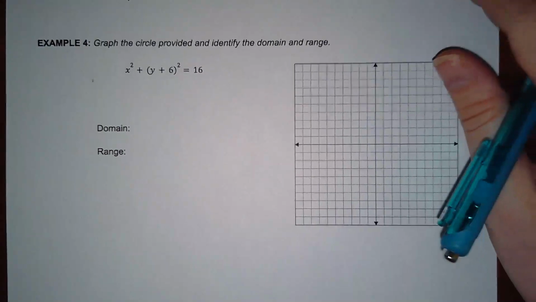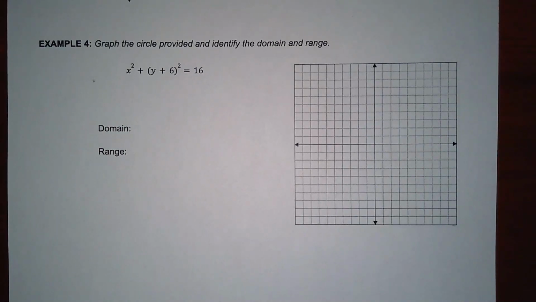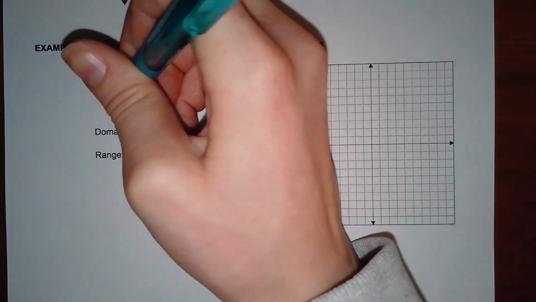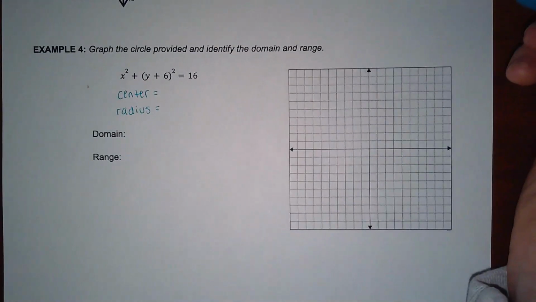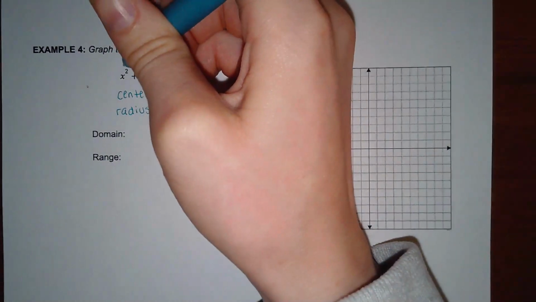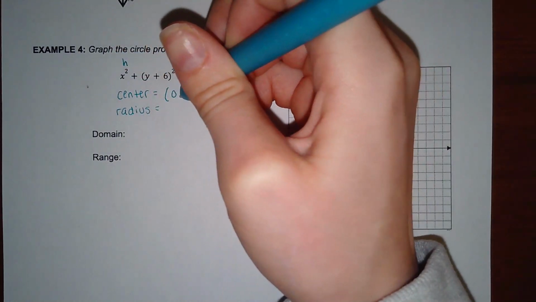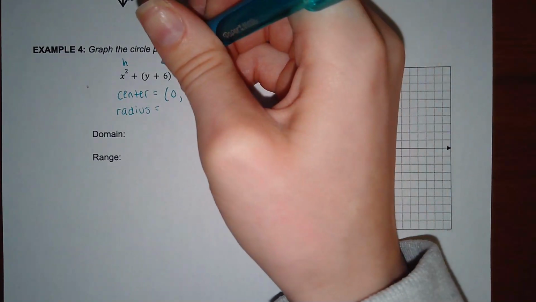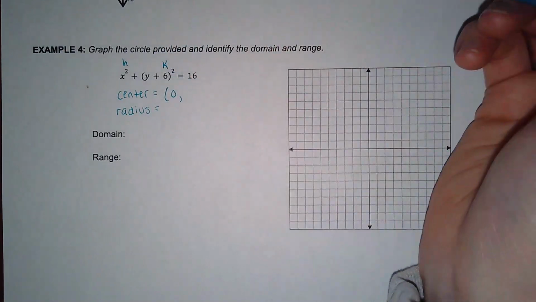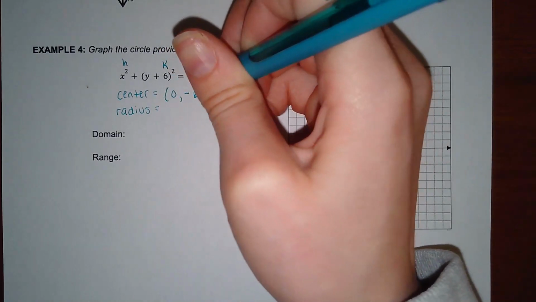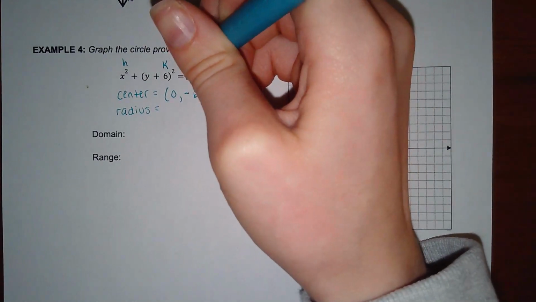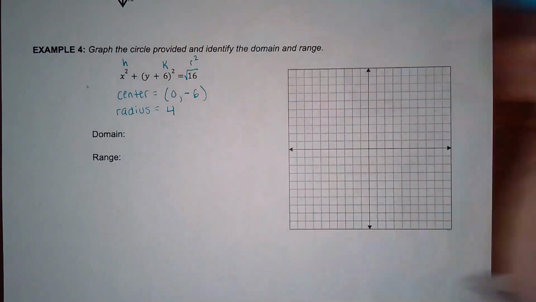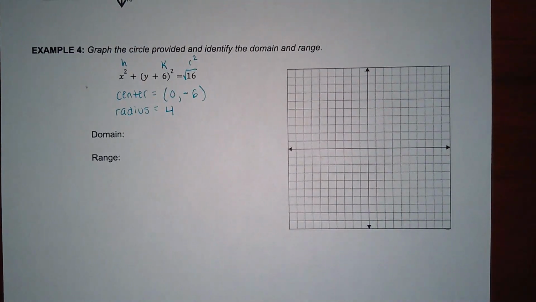All right, last example, we're going to create a graph. And again, to create a graph, we need those two pieces of information: the center and the radius. The center is the point h, k. There isn't really an h value, so we're going to say 0 since there's not a number next to x. K will be the opposite. If this is +6, k should be -6. And this is r squared, so again, if we wanted to find r, we would take the square root. The square root of 16 is 4.